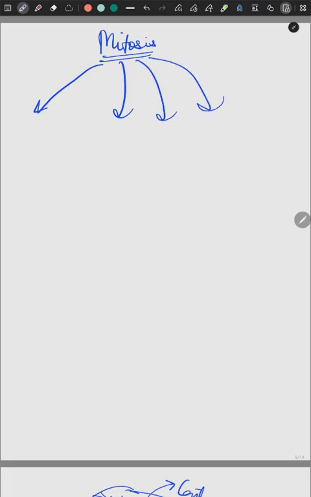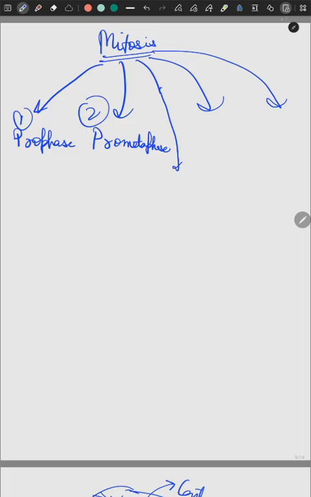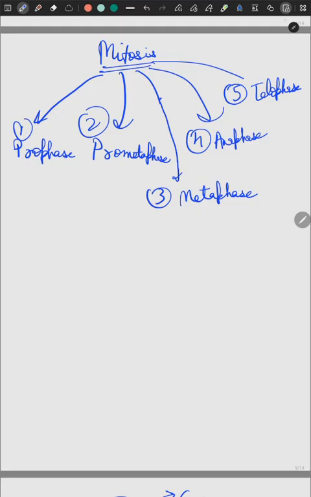Now we jump into the next section we call mitosis. What happens in the cell division? There are 5 phases for that. First one is prophase, second one is prometaphase, third one is metaphase, fourth one is anaphase, and the last one is telophase. This happens in the mitotic spindle. We'll learn about it today.